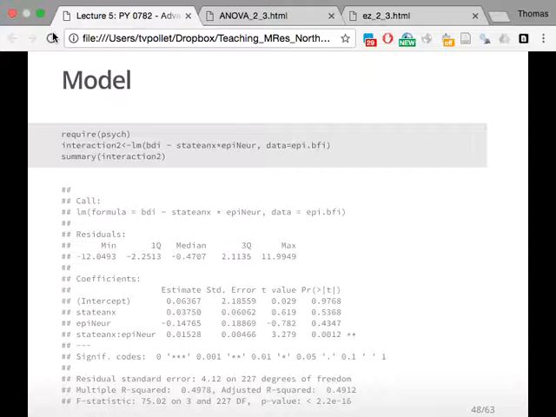We load psych to get the data, and that's just because it's the epi.bfi. That's why I loaded it, and then it's a linear model, and that's the type of thing for the interaction again. Then you can use summary to summarize the object, and you can find a significant interaction between state anxiety and neuroticism on depression in this case.